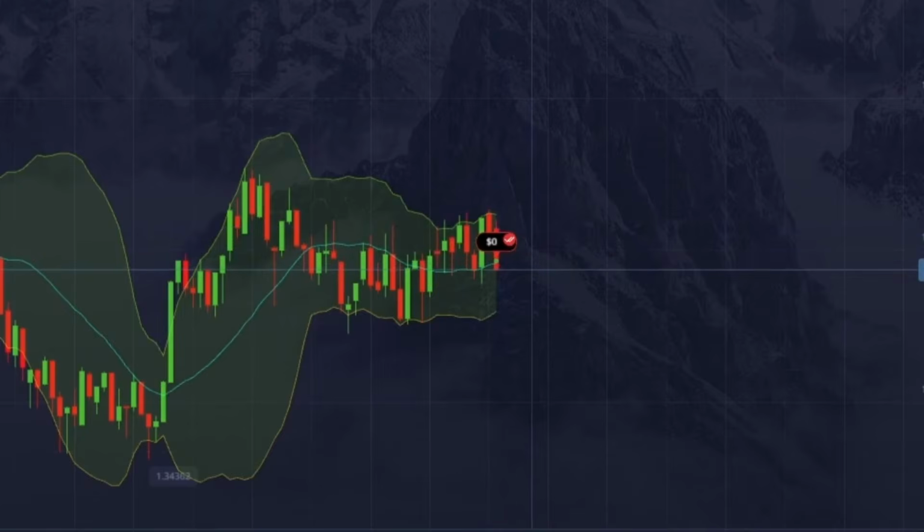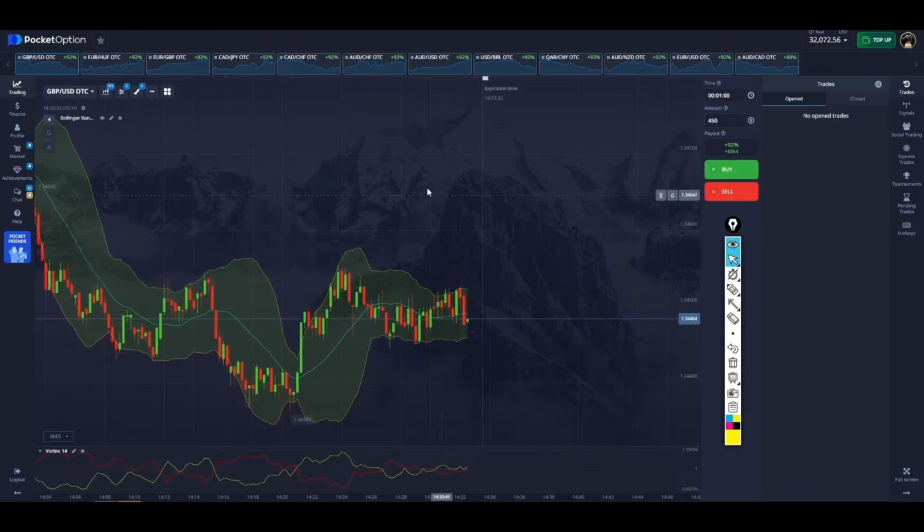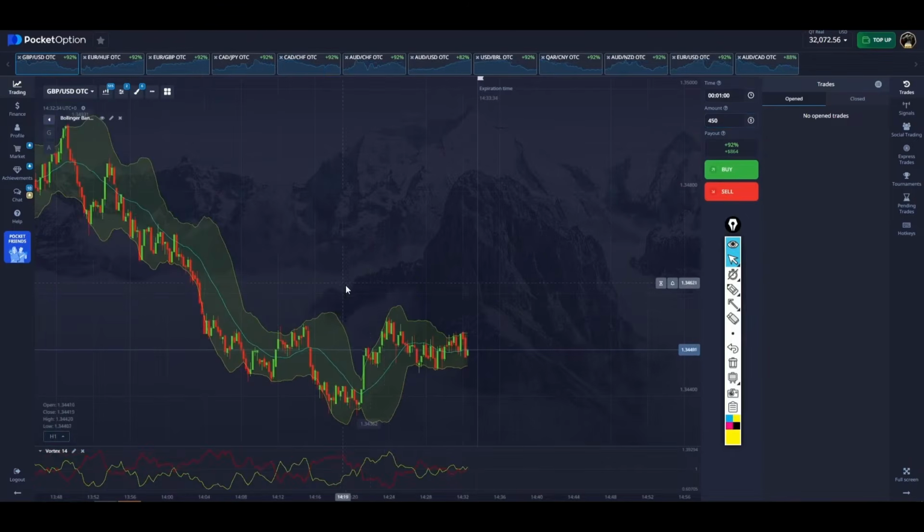Unfortunately, this trade didn't go in my favor. Okay, I'll open a recovery trade for $450. Now I just need to find a good setup.